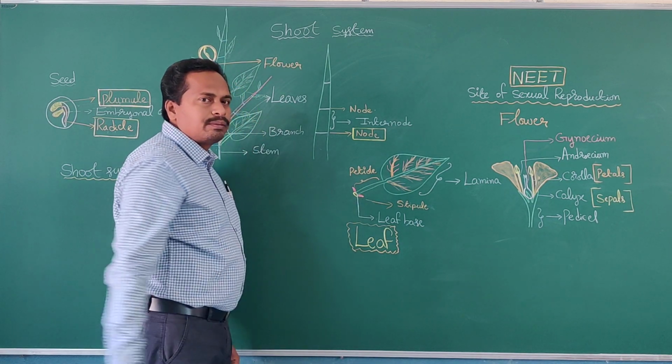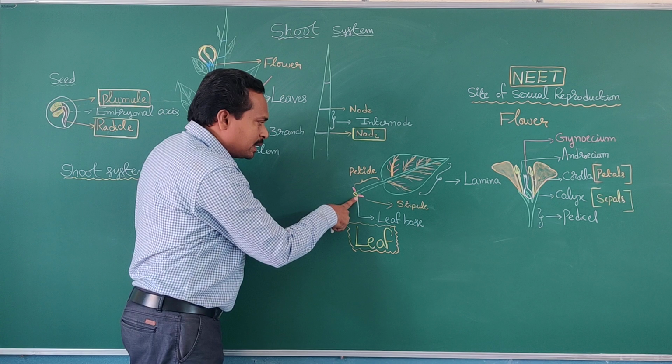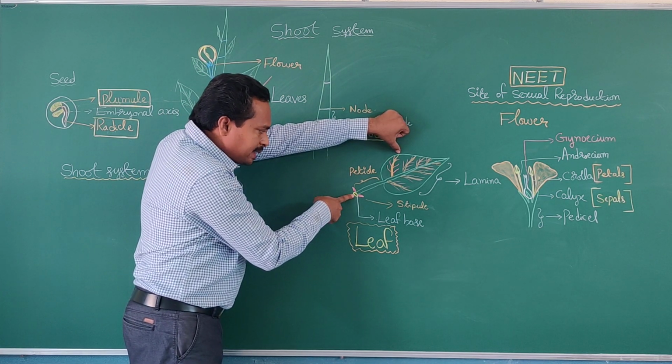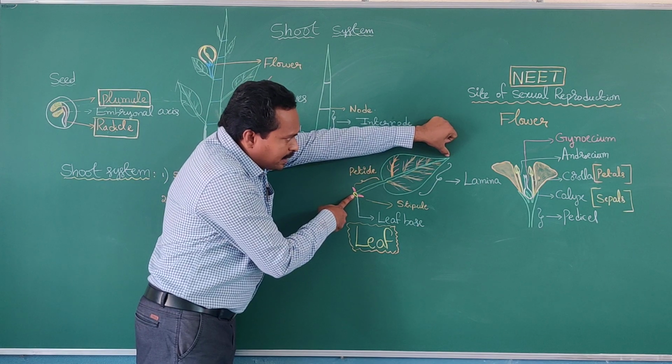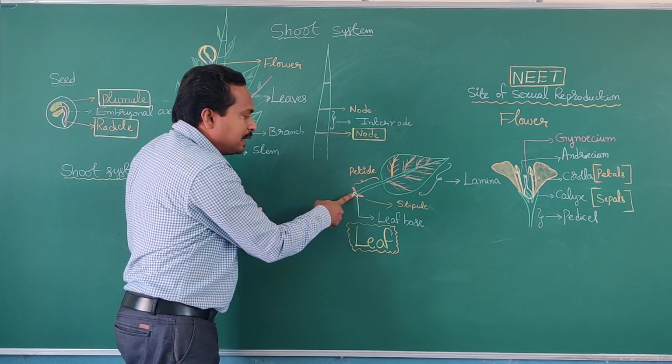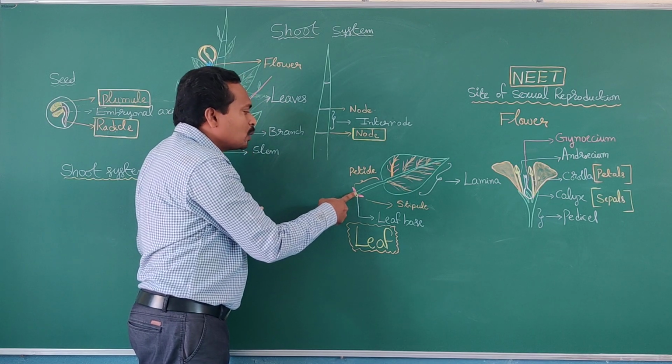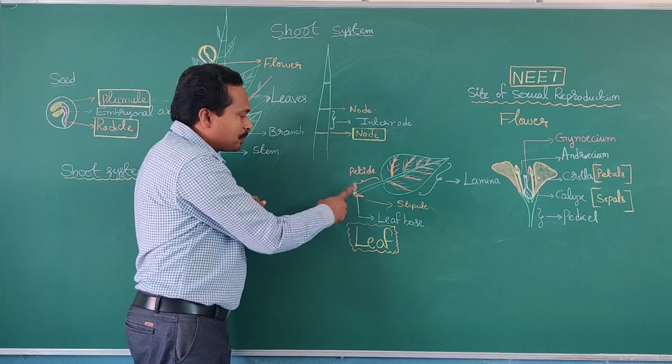What is the leaf base? Base of the leaf. This is the base. Look here in this diagrammatic representation: this is the base, this is the apex, the terminal region. The base of the leaf is known as the leaf base. It is attached to the nodes region of the stem.